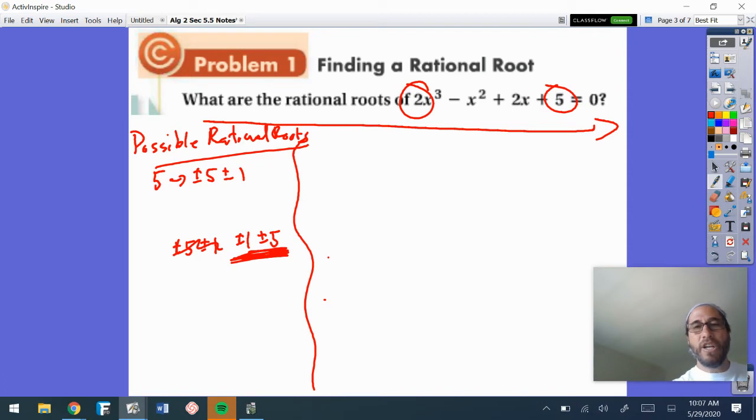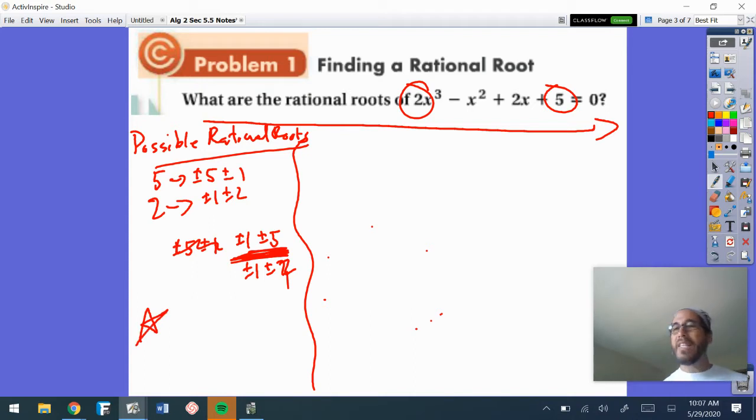Now it's not just a 1, it's a 2 this time. What are the possible factors of 2? 1 times 2, Mr. T. So we've got plus or minus 1, plus or minus 2. This time I've got two things on the bottom. How do I deal with two things on the bottom? These are all my possibilities. If you remember from the previous page, the way I find all the possibilities is I do a little division. I do 1 divided by 1.